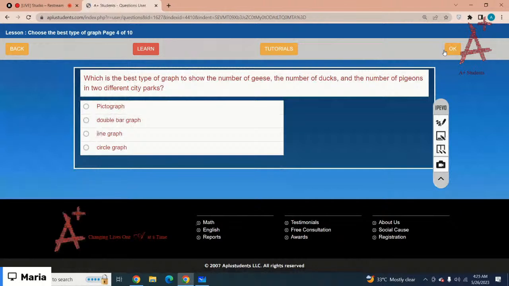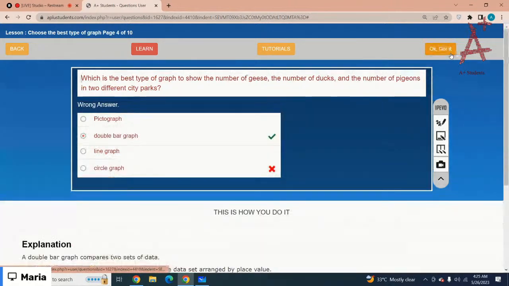Okay, which is the best type of graph to show the number of geese, the number of ducks, and the number of pigeons in two different city parks? So, which is the correct option? Pictograph, double bar graph, line graph, circle graph. Which is the correct option? You can use the circle graph. Got it? Double bar graph it is. Got it? Because you are going to compare the values, so you have to use double bar graph.